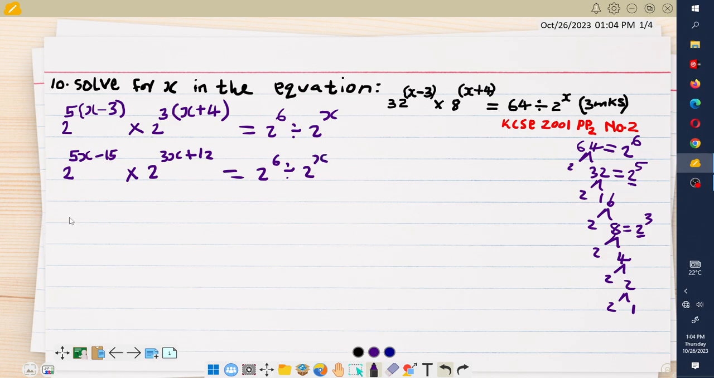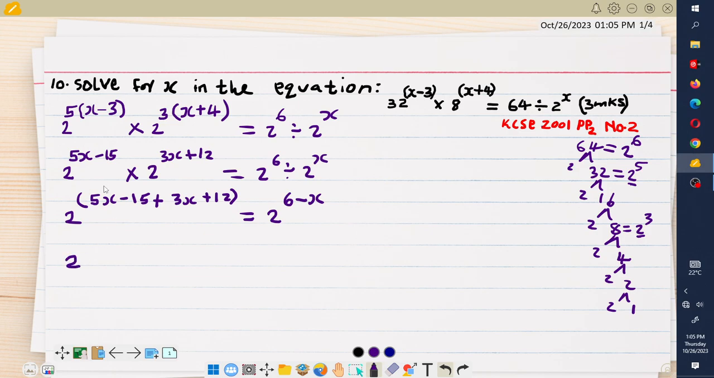So this can be rewritten as 2 to the power of, whenever you multiply, you add the powers. So this will be 5x, then minus 15. Then of course we add 3x, then plus 12. So this should be equal to, whenever you divide, you have to subtract the powers. So this will be 2 to the power of 6, then minus x. So we have like terms in this particular bracket. So let me add them.